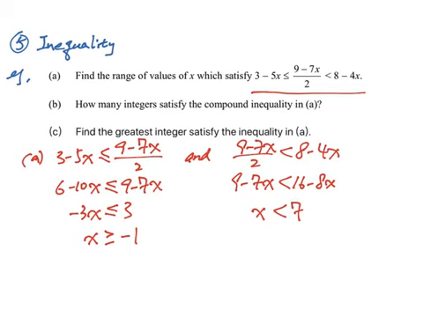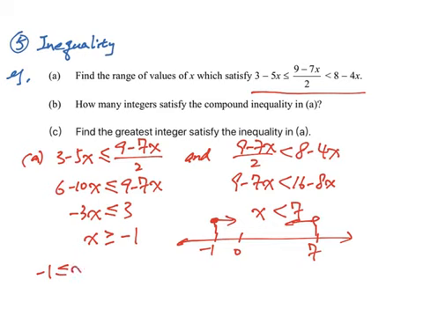Then we combine these two inequalities, we draw a number line. Negative 1, 0, 7. For x bigger than or equal to negative 1, point to the right hand side. And for x less than 7, point to the left hand side. So the conclusion is negative 1 less than or equal to x less than 7.